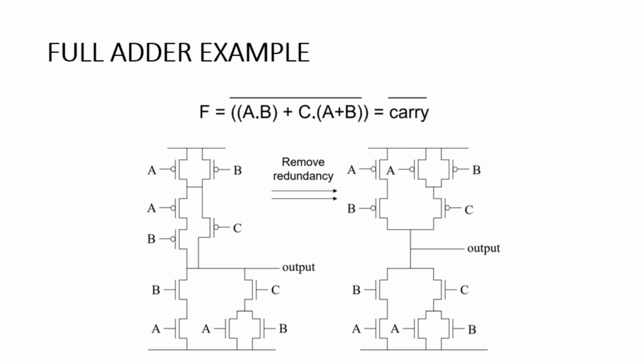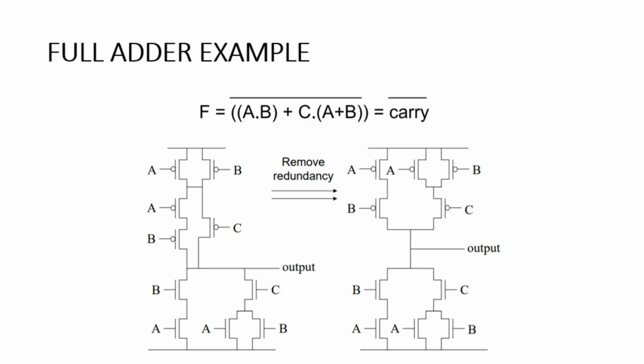So this is the basic equation for a carry term, A dot B plus C dot (A plus B). And this is the complemented output. So remember that this circuit will produce a complemented output. The C here represents the carry in term, and A and B represent the 1-bit inputs that we are going to add. So let's implement this function.